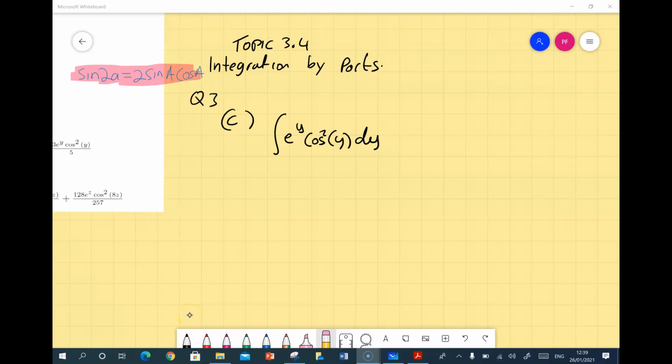Okay, so I've got the topic 3.4 integration by parts, question 3c, the integral of e to the power of y cos squared of y dy. It's quite a difficult one. I tried a bunch of different ways.